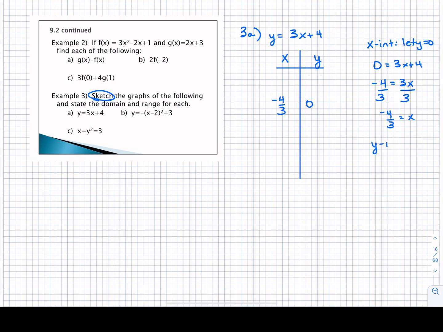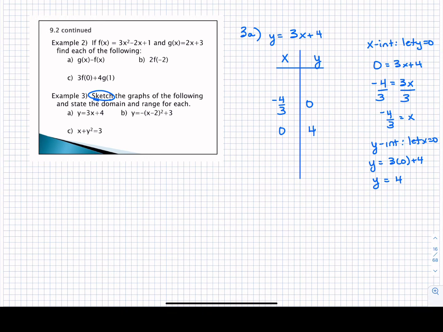Now for a y-intercept, we can find that by letting x equal 0. So if we have y equals 3 times 0 plus 4, then y is going to equal 0 plus 4, or 4. So when x is 0, our y value is positive 4. So we found both of our intercepts. Those are 2 points on the grid that we know for sure. I'm going to pick a third point as a check and maybe even a fourth point.